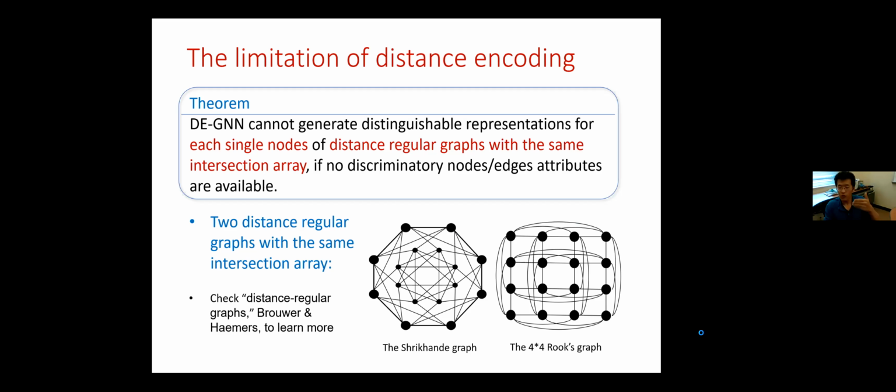I will not introduce the definition of a distance regular graph. If you are interested, you may check the literature. But a high-level understanding is that they are a special case of regular graphs, and they may have more symmetric structure. Here are two distance regular graphs with the same intersection array, while they are actually not isomorphic. These two structures are not isomorphic, but distance encoding cannot help us distinguish the nodes in these two graphs.